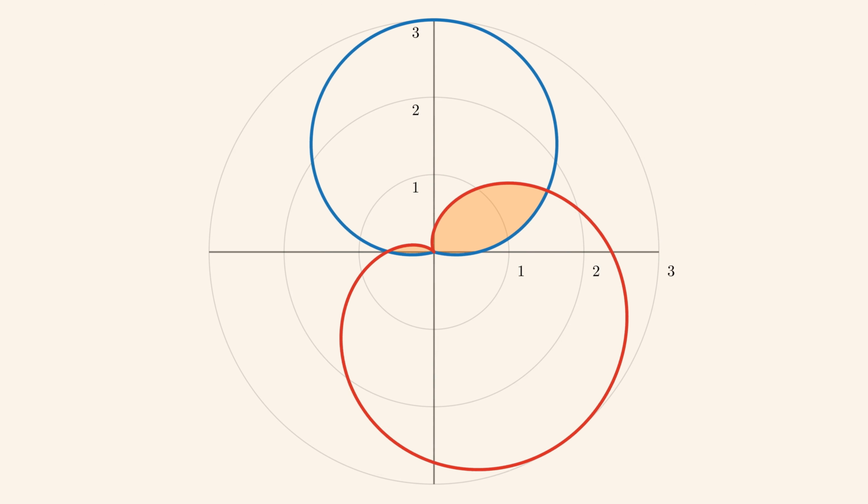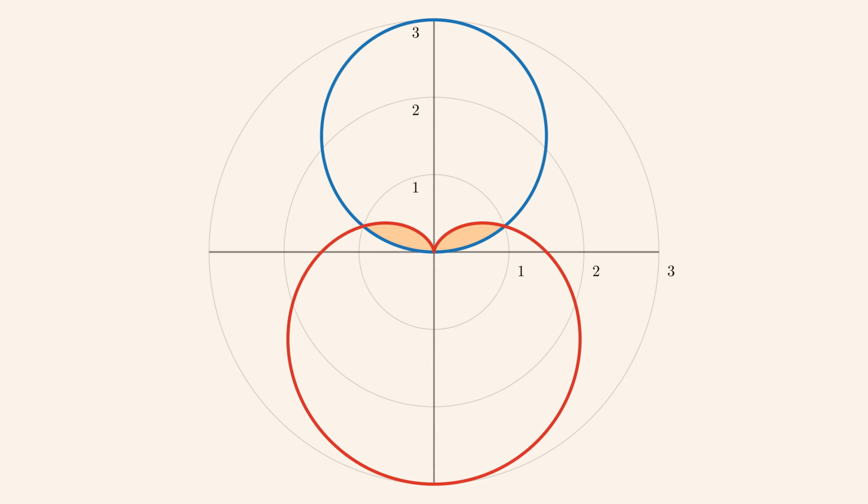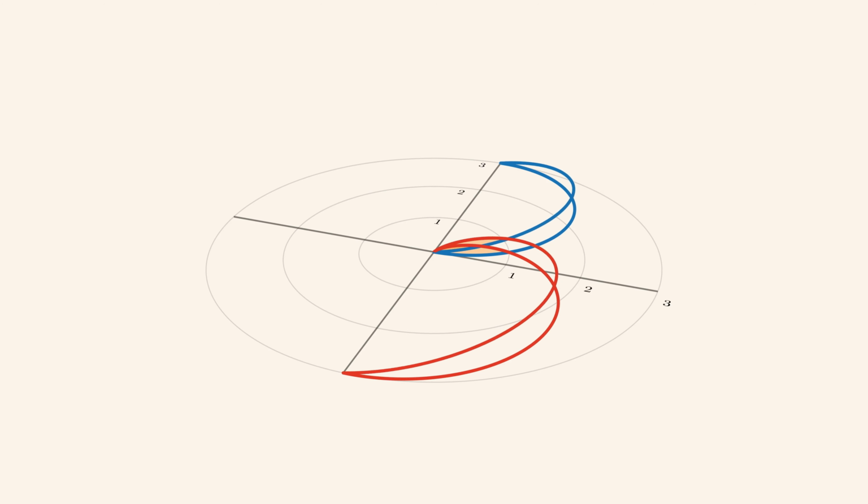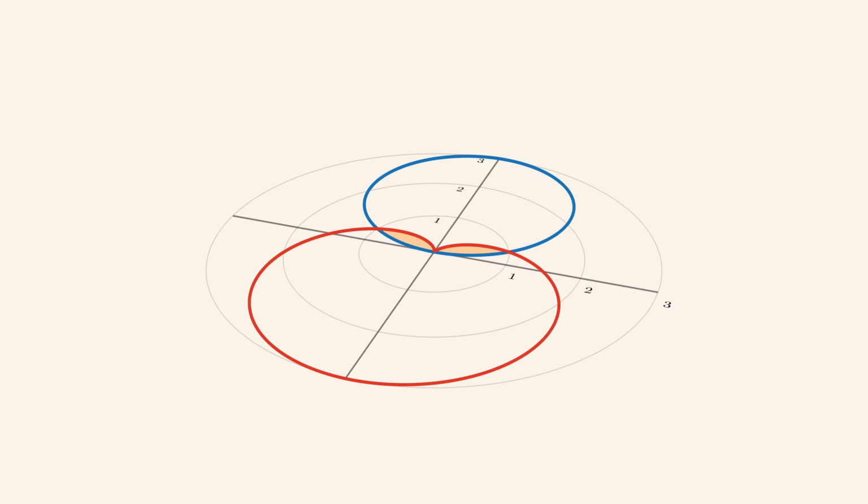Then, we will move on to combinations of circles and cardioids. We will use symmetry to simplify these problems, and we will also demonstrate other examples involving symmetry.